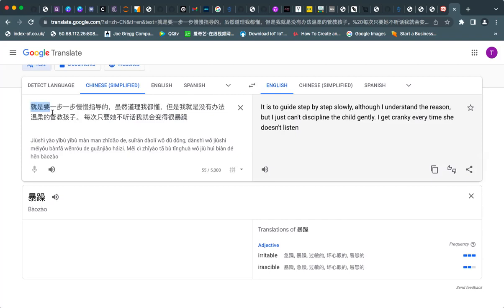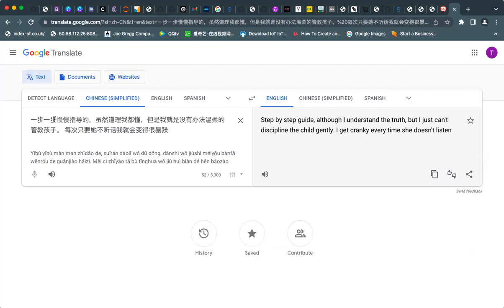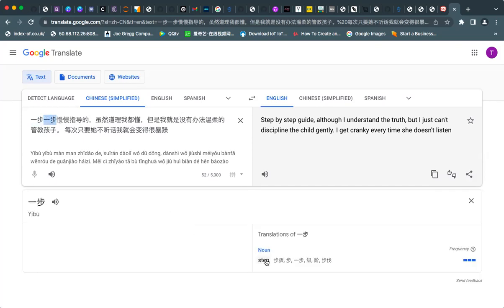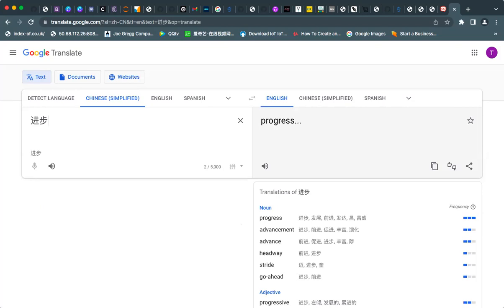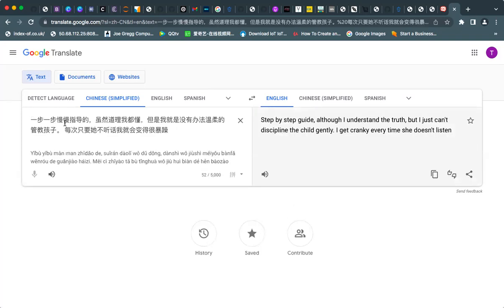Very true. So, we said yi bu, one step: yi, one, bu, step, right? And you will also see this one in the future as well. Jin bu, which is progress. Your Chinese is more and more progressing, right? Jinbu, progressing. So Jinbu, man man. What does man man do?